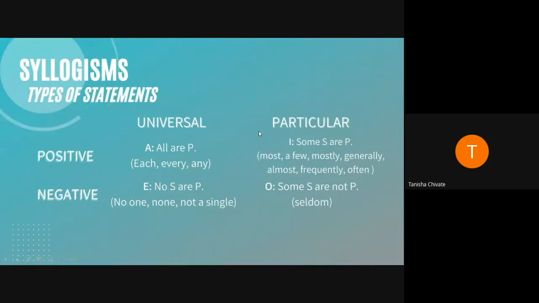Now, syllogisms. Syllogisms are basically a sort of quantifiable way of making inferences. You have 4 main types of questions you're going to get. One is All S are P. Then Some S are P, where most, few, mostly, all these other words can be used in place of some. Universally negative, No S are P, so no, none, not a single, all of that. Some S are not P, where a word which you usually use is seldom, but it is not often used.